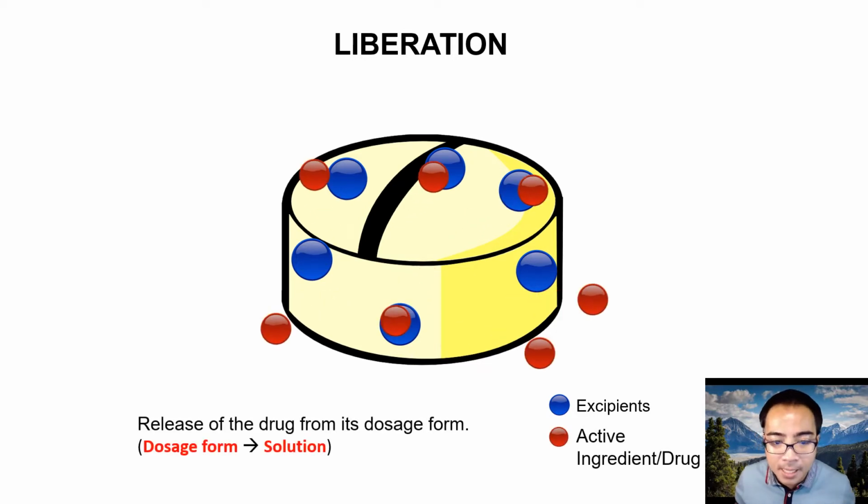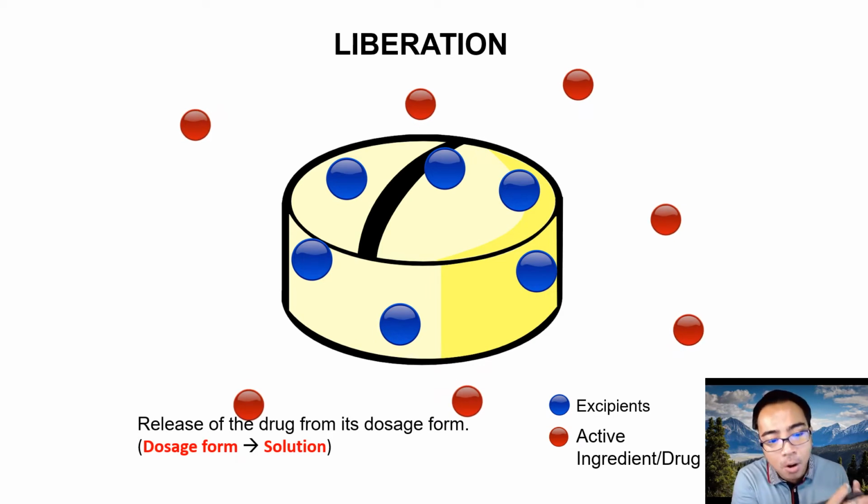Now, the process of liberation is simply defined as when a drug separates itself from the dosage form or from the excipients. Simply put, it's the process in which a drug is released from its dosage form. Normally, we know that the active drug is released from its dosage form once the drug is already existing in its solution form. That's the reason why solutions do not undergo liberation, because they are already in their liberated states. A tablet will undergo liberation. A capsule will undergo liberation. But a solution will not, because it's already in its liberated state. So I hope that makes sense.